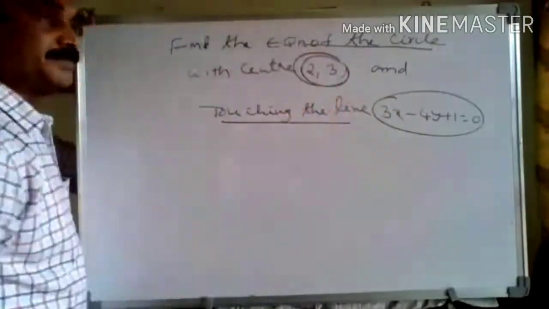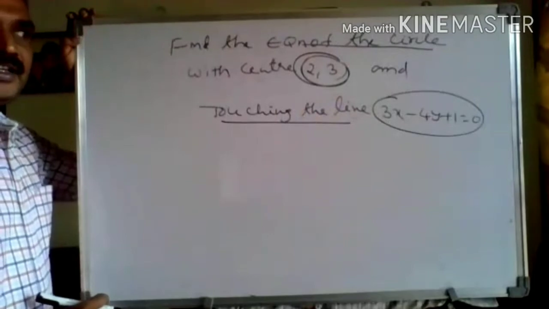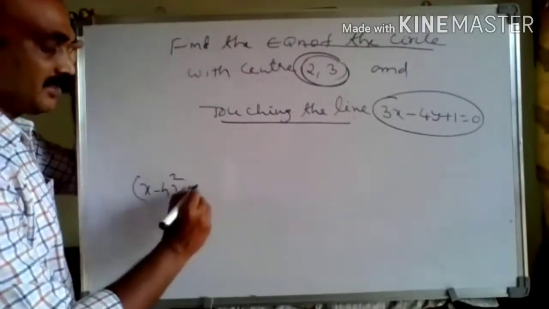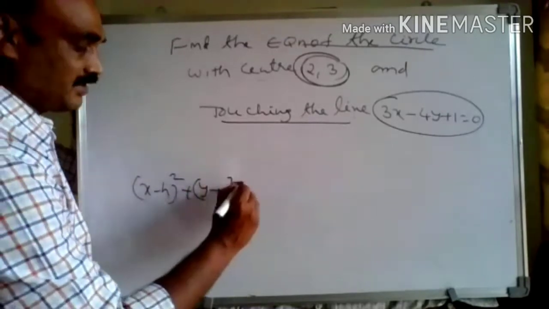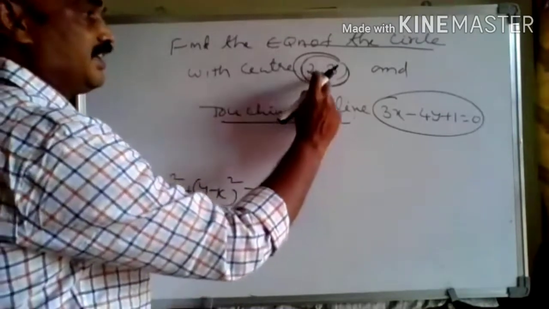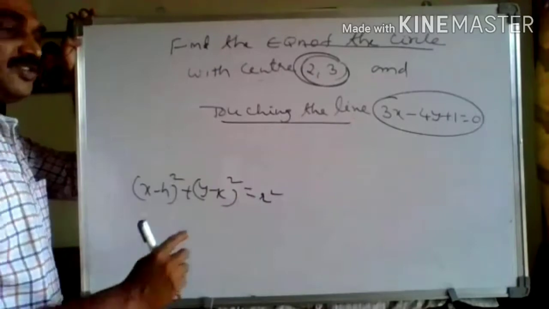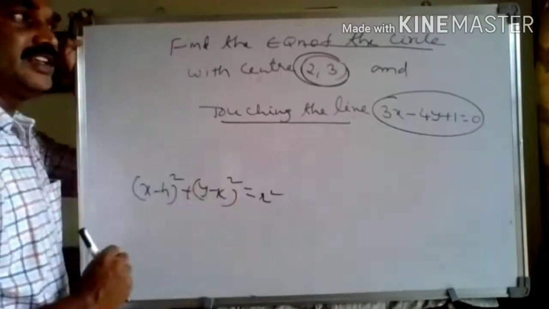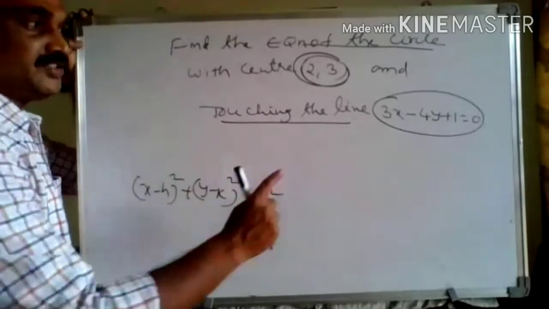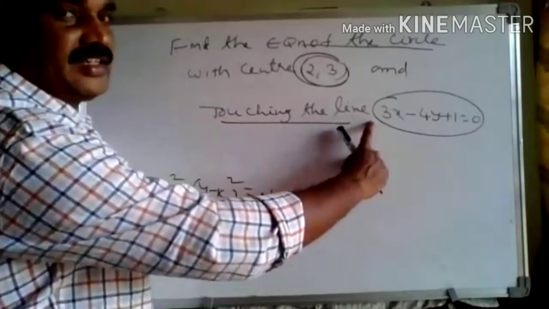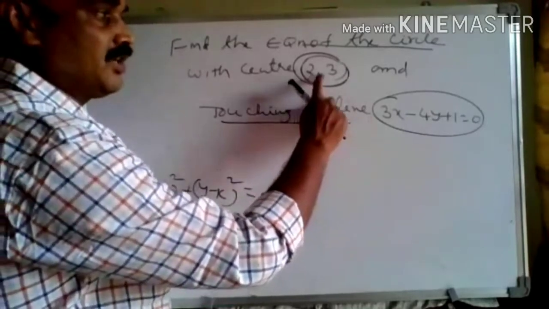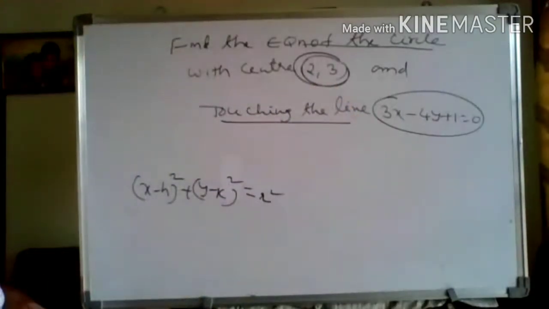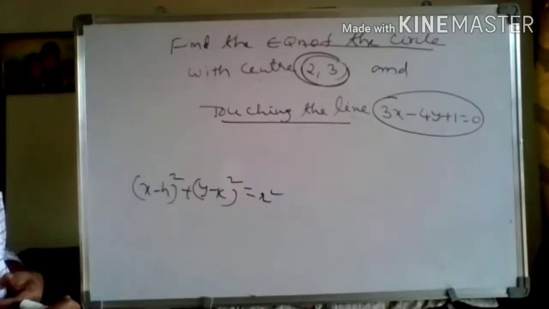Center is 2 comma 3. Center h comma k, radius r. Circle equation formula x minus h whole square plus y minus k whole square is equal to r square. Here center is 2 comma 3, but radius is not given. So first calculate radius. How to calculate radius?